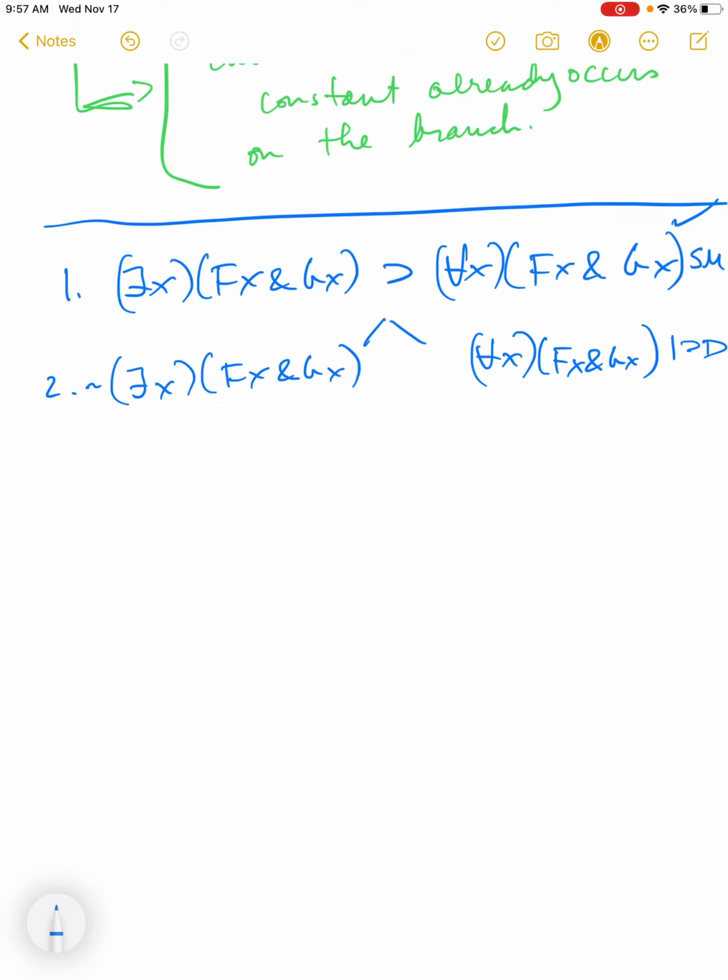Let me do the left-hand side first. The rule that applies to line number 2 is negation existential decomposition. So I'm going to push that negation sign through. It flips the quantifier.